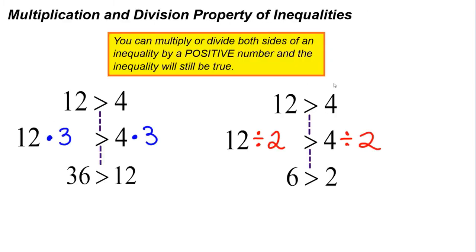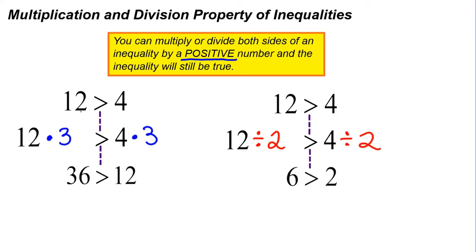So first of all, the multiplication and division property of inequalities is very similar to the multiplication and division properties of equalities, with one small change. Here it says you can multiply or divide both sides of an inequality by a positive number and the inequality will still be true. Now that's key here. That's different than the multiplication and division properties of equality. There you could multiply by a positive or a negative, but here you can only multiply both sides of an inequality by a positive number and it will still be true. So a couple examples of that.